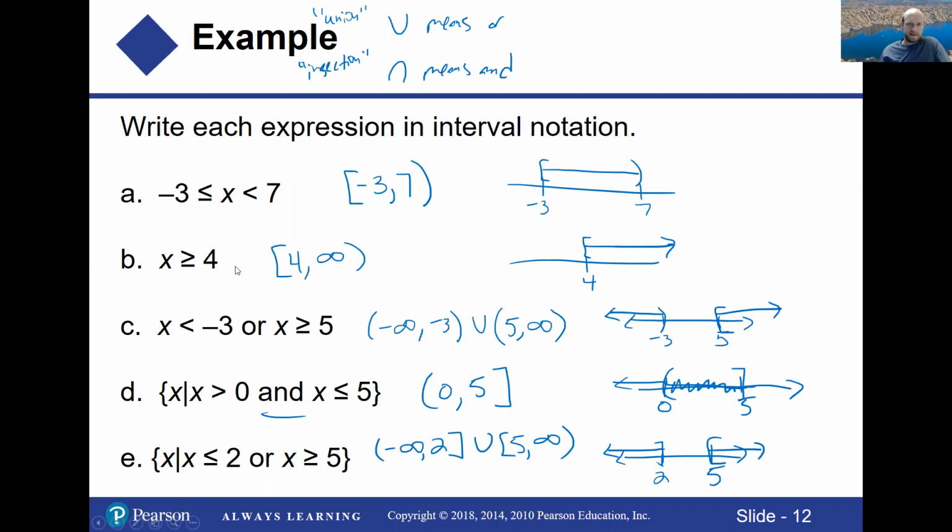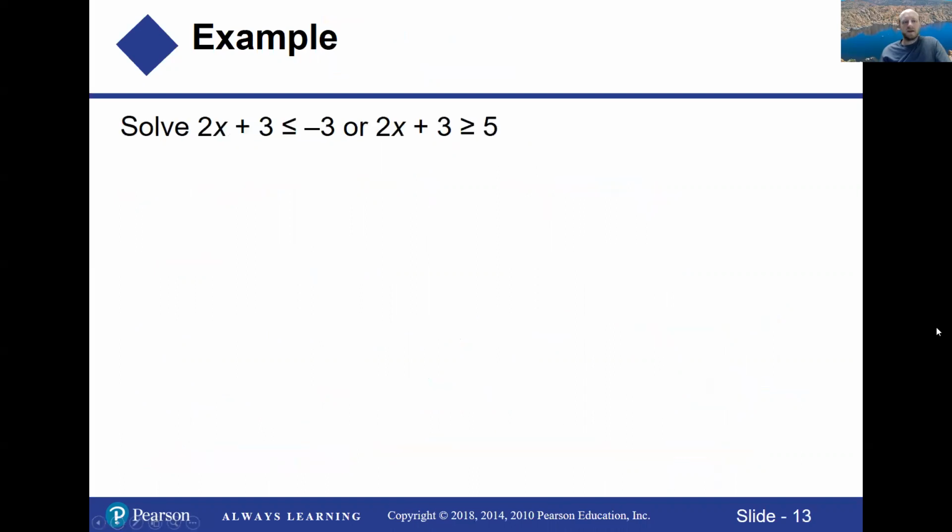All right. Let's do, I believe, one more example. And we'll show you all 3 things. We'll show you the graph, we'll show you set builder notation, and we'll show you interval notation. So let's solve this. 2x plus 3 is less than or equal to -3, or 2x plus 3 is greater than or equal to 5. So let's start by subtracting 3.